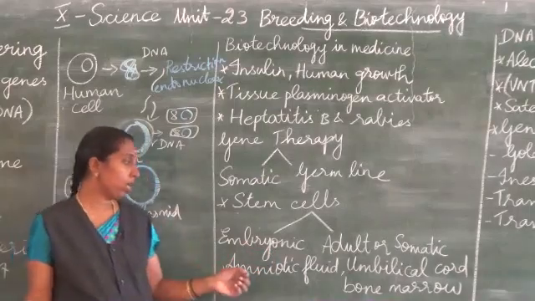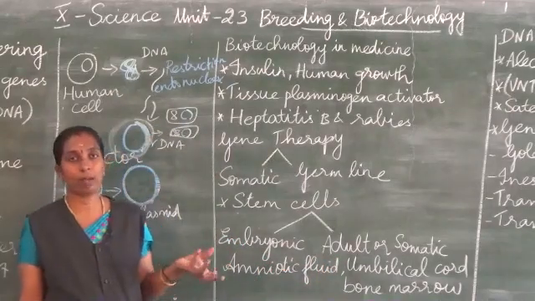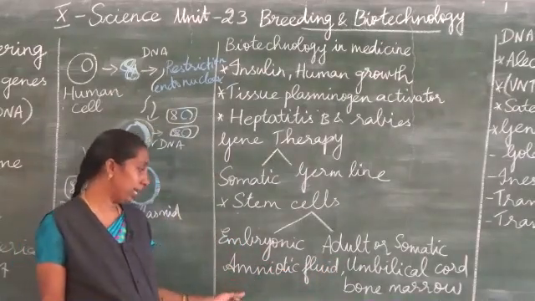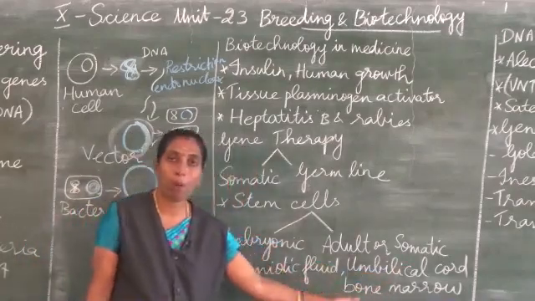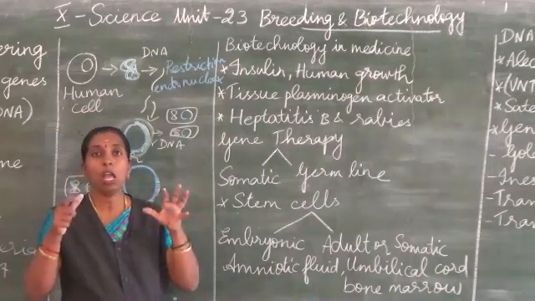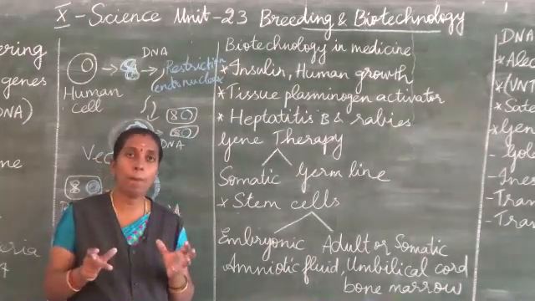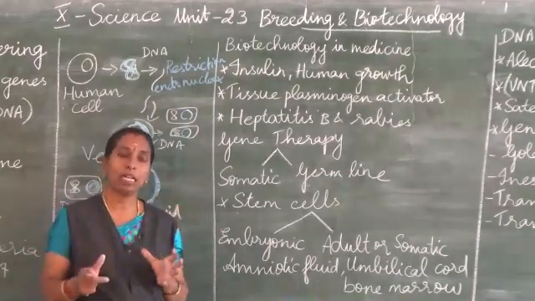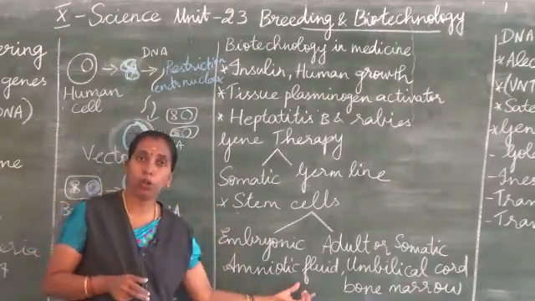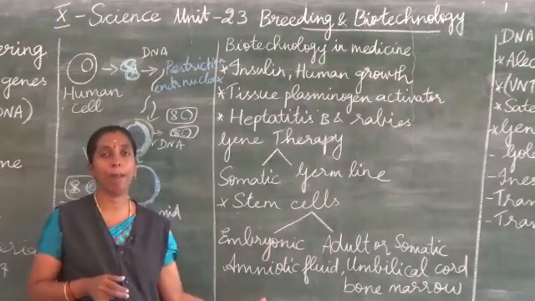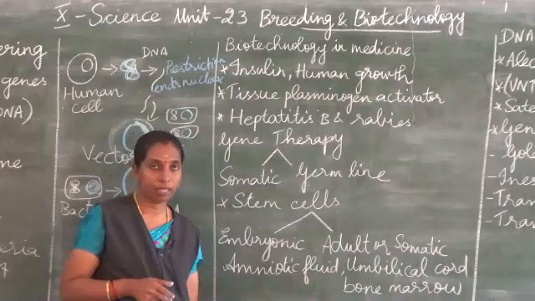The second one is adult or somatic stem cells. Adult or somatic stem cells from human beings we can collect from amniotic fluid, umbilical cord, bone marrow. Amniotic fluid means when the woman is carrying the child in the mother's womb, the fluid found around the baby, the fetus, is called amniotic fluid. The nutritive fluid which nourishes the baby is called amniotic fluid. From that amniotic fluid we can collect the stem cells.